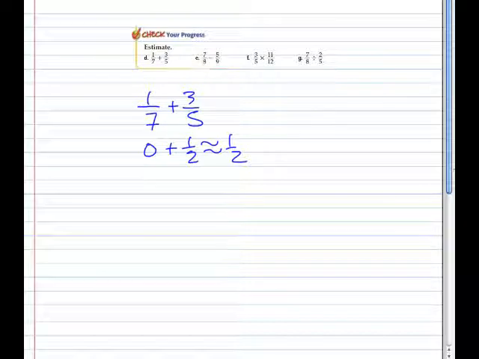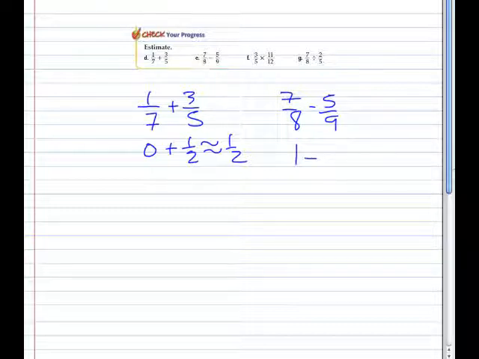In example E, 7/8 minus 5/9. 7 is almost the same as 8, so we're going to round that to 1. 5 is about half of 9, so we're going to round that to 1/2. So our estimate here is 1 minus 1/2, which is about 1/2.